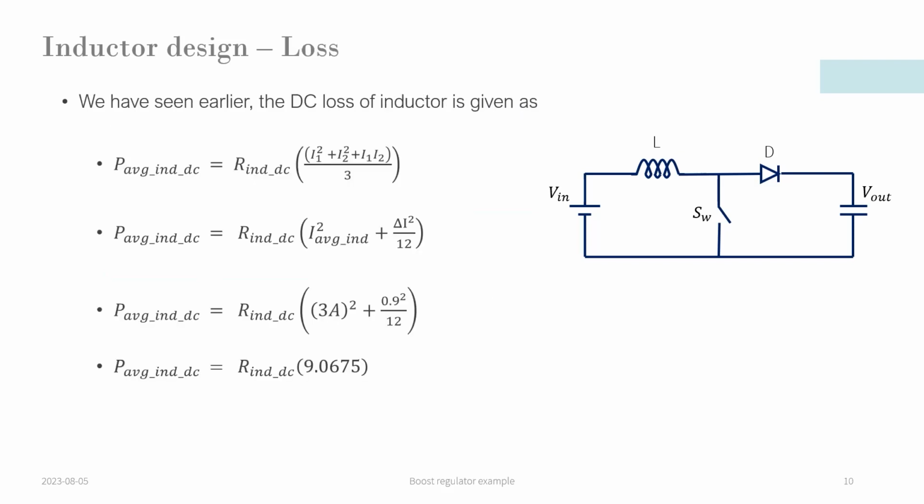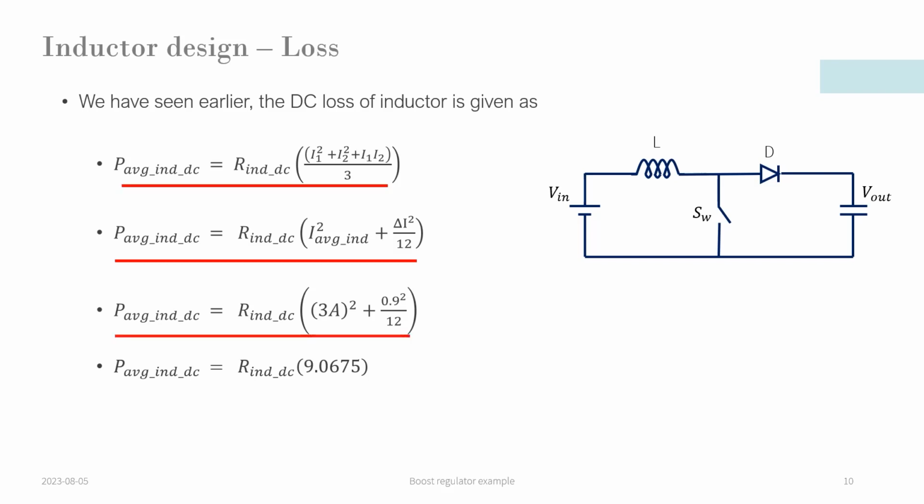We have seen in our previous videos that DC loss of the inductor is given as R inductor DC into I1 square plus I2 square plus I1 I2 divided by 3. This is also equal to R inductor DC into inductor average current square plus ripple current square divided by 12. We need to calculate the inductor loss at maximum current. Thus, on substituting these known values, we get the following equation.